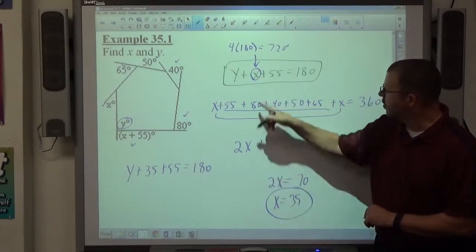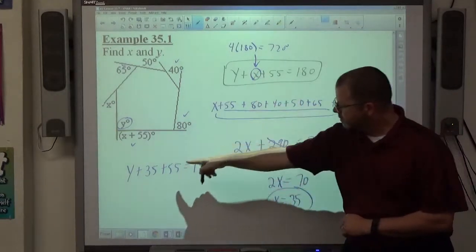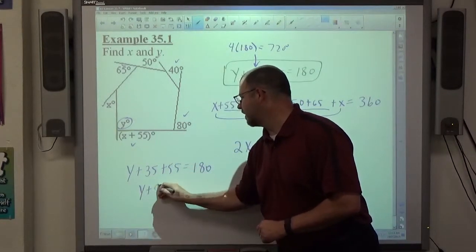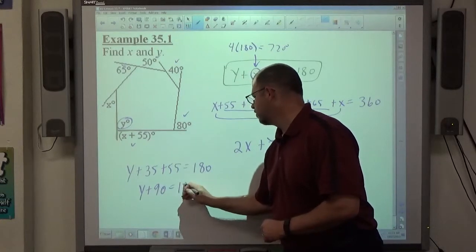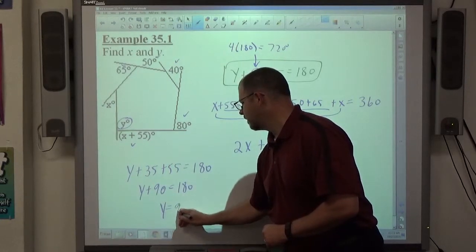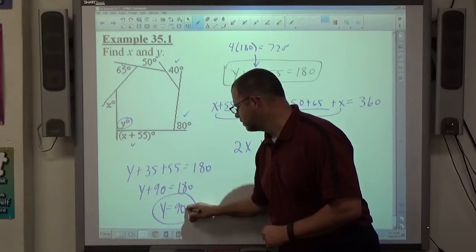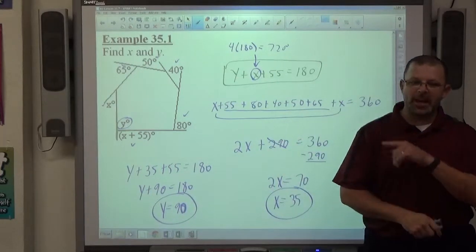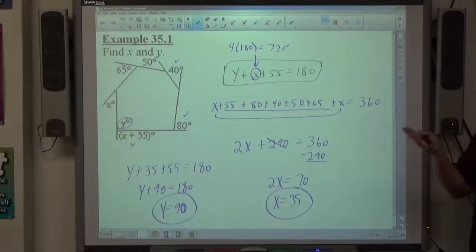So this x changed to 35 because that's what x equals. This equation becomes y plus 90 is equal to 180. So therefore y equals 90. Doesn't y look like a right angle? Yeah. But you can't assume that. You cannot assume right angles. Very good. So even though it looks like a right angle, we're not allowed to assume that.